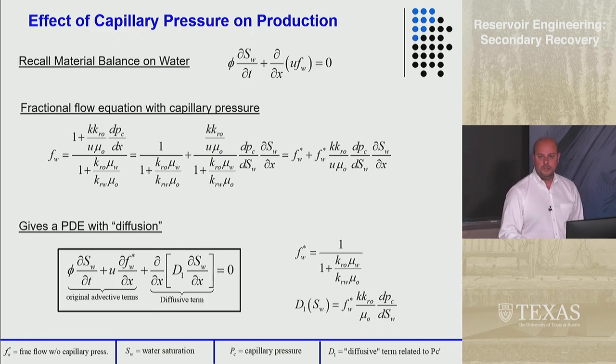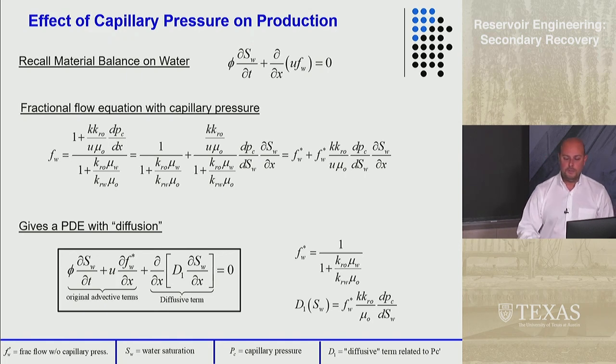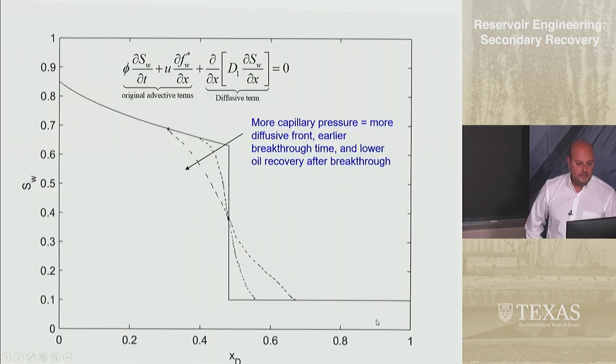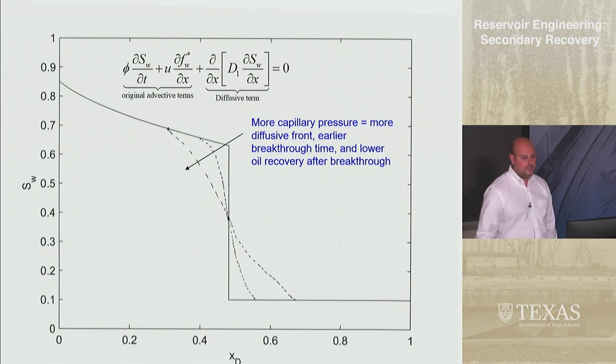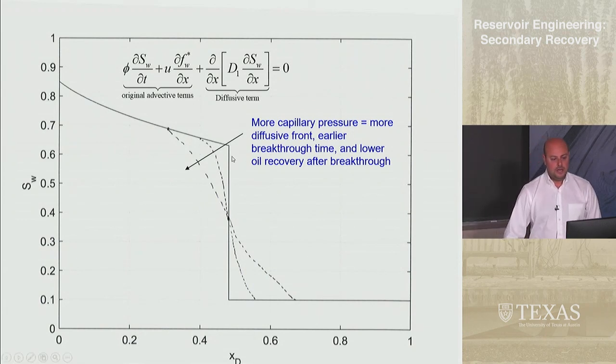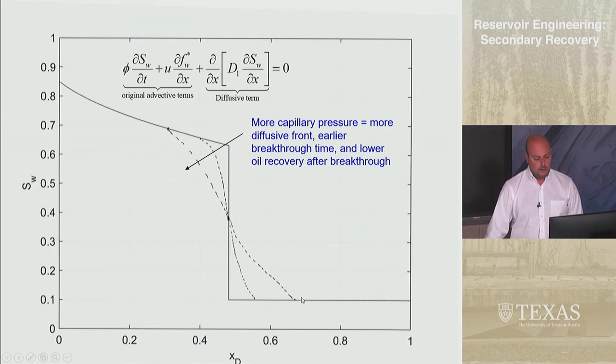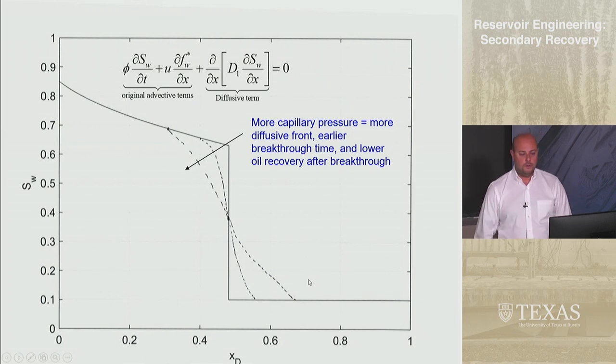I use D for a reason, because it's diffusion or dispersion. We're going to talk a lot about that in the upcoming weeks when we talk about component transport, so an equation like this is going to look very familiar. And the effect of that is as I've drawn over here: the water saturation versus distance. Instead of having this nice abrupt sharp front, you might get a little bit of smearing. More diffusion means more smearing, which means earlier breakthrough, which means less oil recovery.